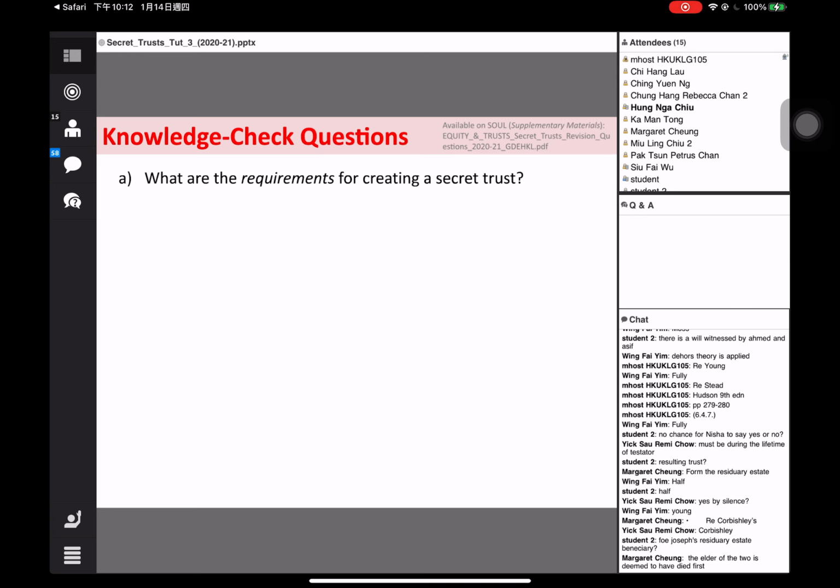Okay, what are the requirements for creating a valid secret trust? Remember, evidence of intention, communication of that intention and the terms, and acceptance. Okay, so it's intention, communication, and acceptance, the three requirements. Can a beneficiary be a witness of a will creating a secret trust?